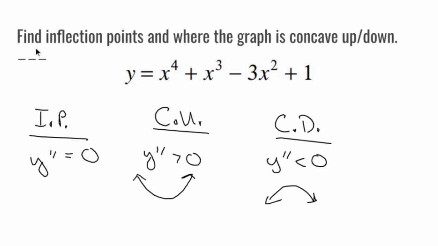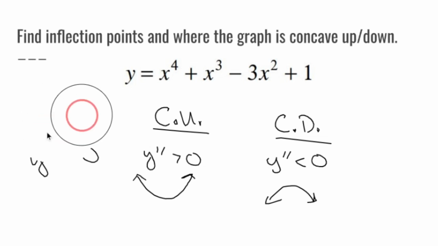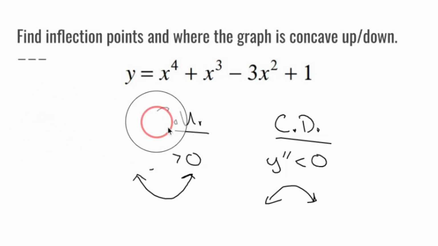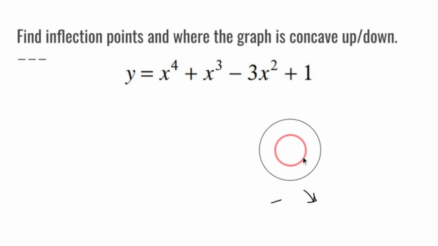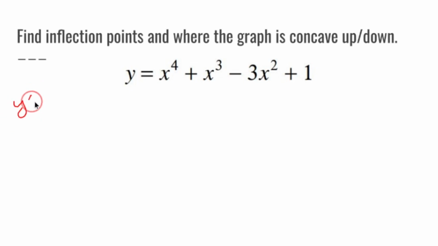So what I'm going to do is take the second derivative, find my x values when my second derivative is equal to 0, and make a sign chart. For those of you who have seen my video on inflection points and increasing and decreasing functions, this is extremely similar, but we take it an extra step by taking the second derivative instead of the first derivative.